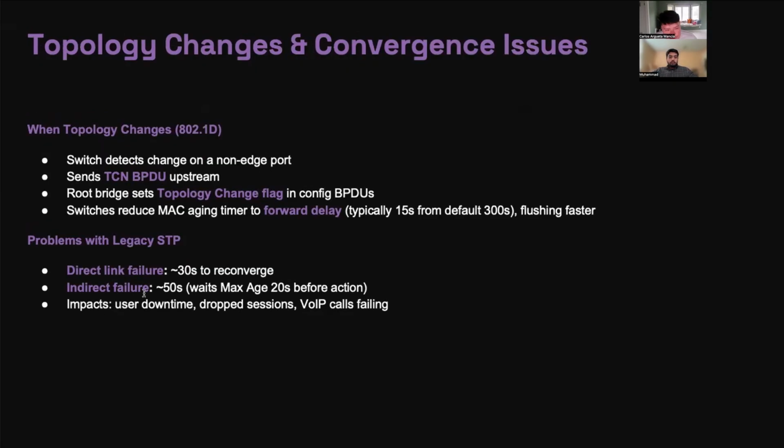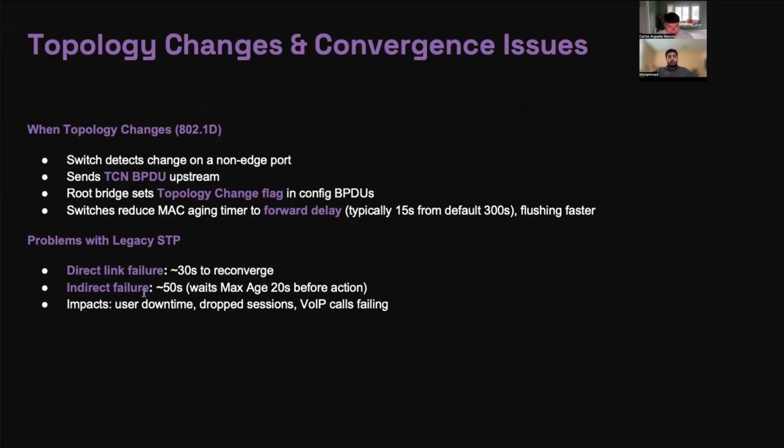So when topology changes in spanning tree, the switch detects a change on a non-edge port. It'll send a TCN BPDU upstream, and then the root bridge sets the topology change flag in config BPDUs. So then the switch reduces the MAC aging timer to forward delay, typically 15 seconds from the default 300 seconds, flushing the MAC addresses faster.